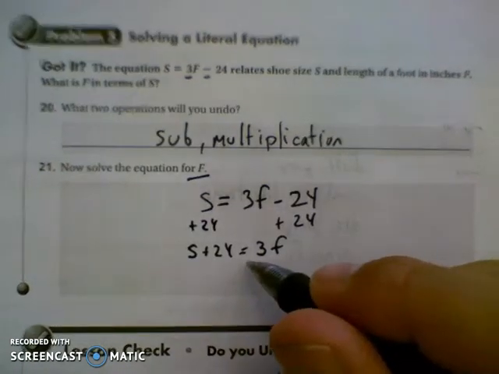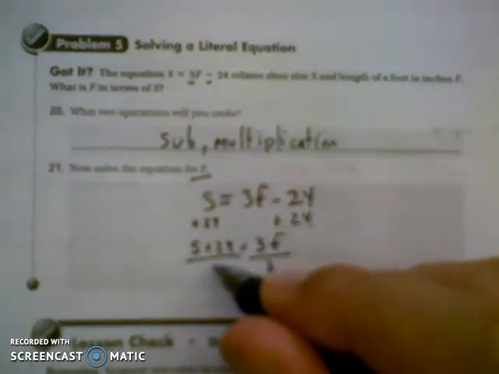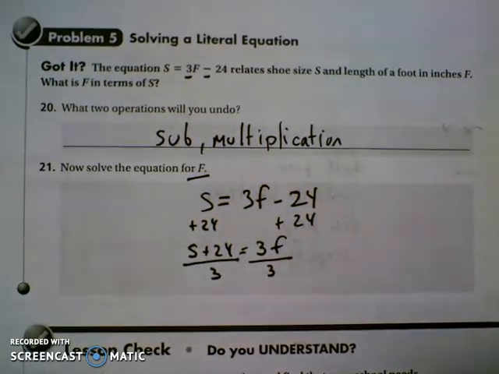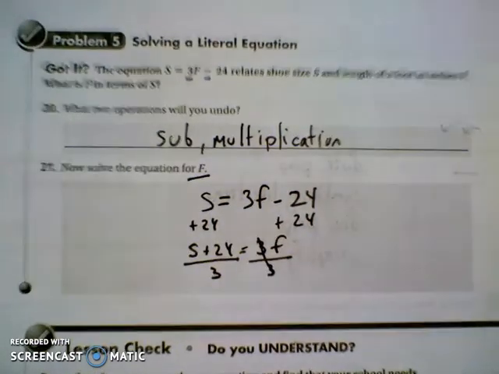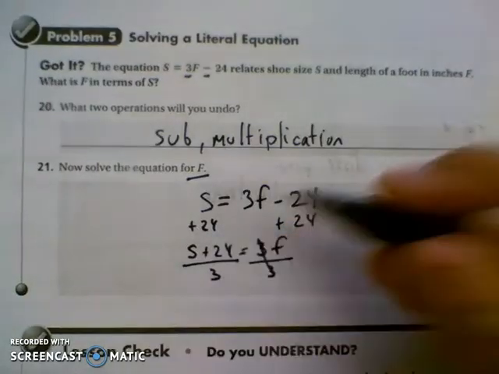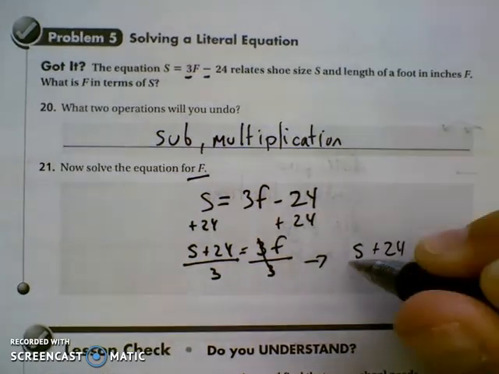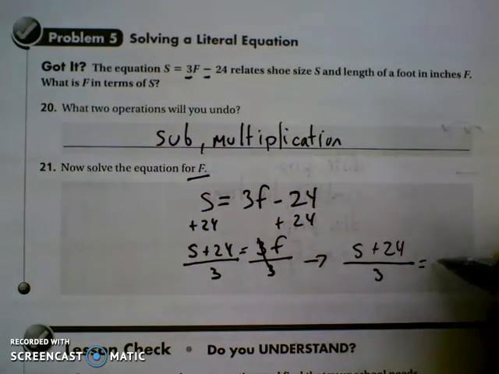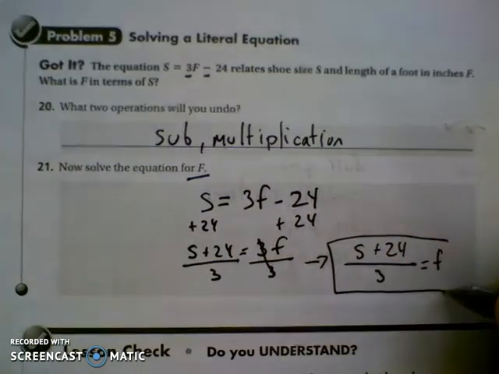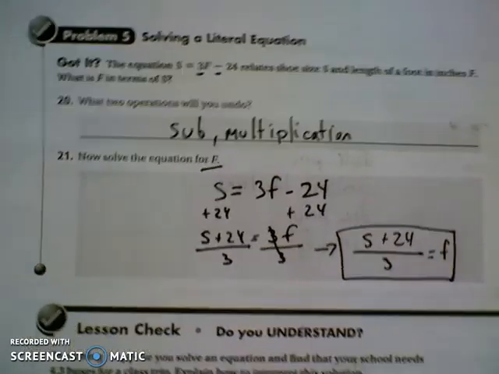Now to get f by itself, we need to get rid of the 3. So we're going to divide next by 3. You have to divide this entire side by 3. So now the answer is going to be s plus 24, divided by 3, equals f. And that's how you do it.